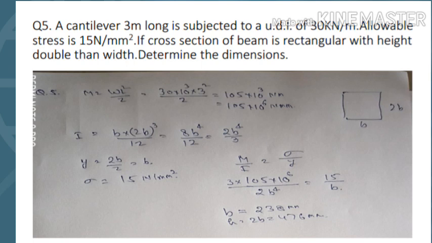Now putting all these values in the bending formula, M upon I equal to sigma upon y, in this way we can calculate the width as 238 mm. Now since the height is twice of width, the height will be twice of 238, that is 476 millimeter. In this way we can design any beam. This is also called the designing of a beam. All these data will be given and you will be asked to design the beam. Designing means you have to calculate the width and height or depth of the beam.